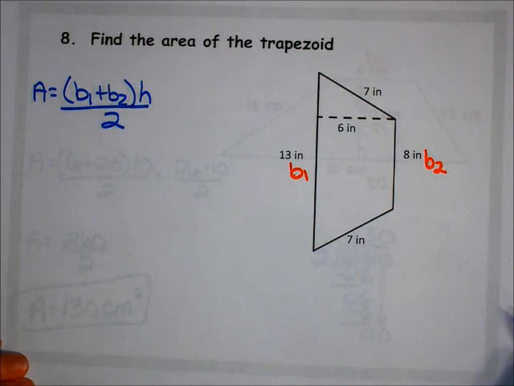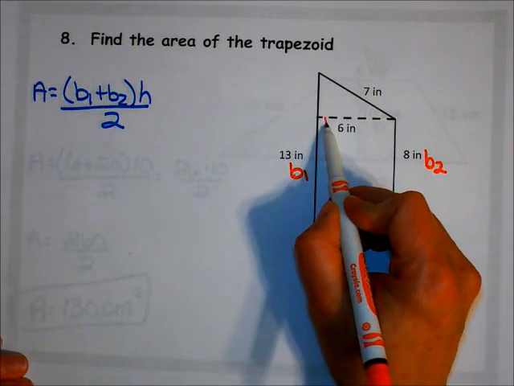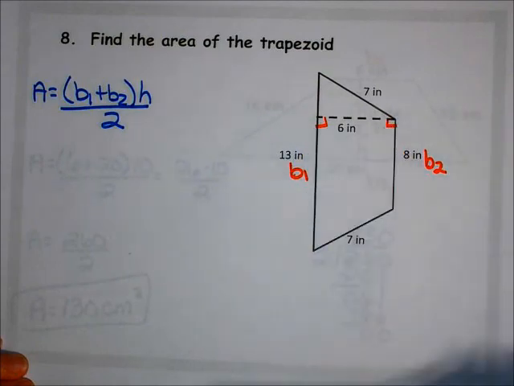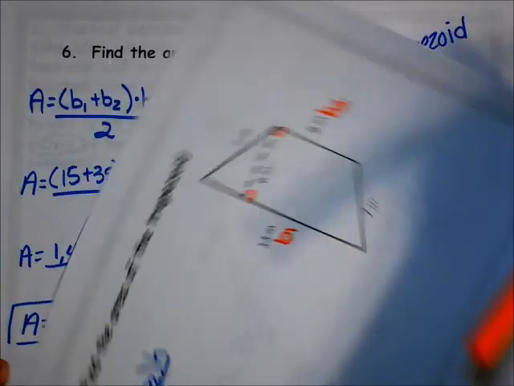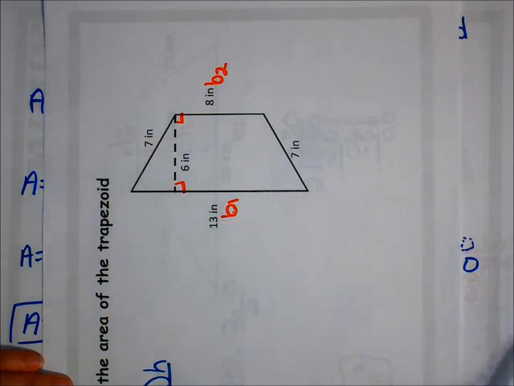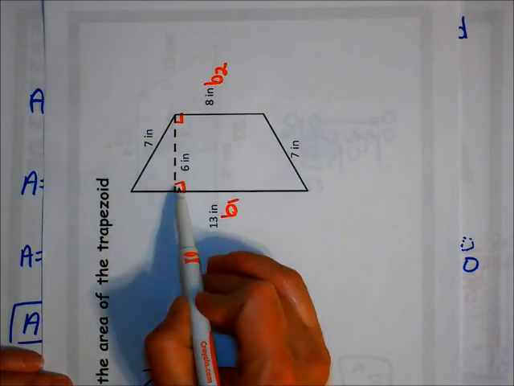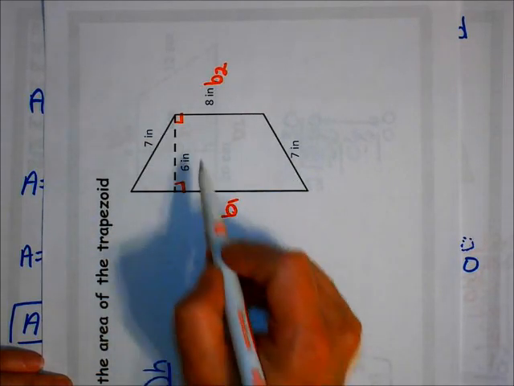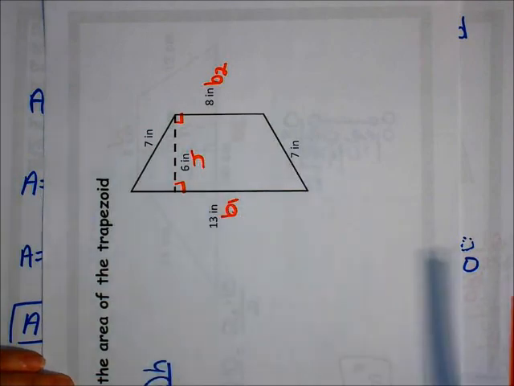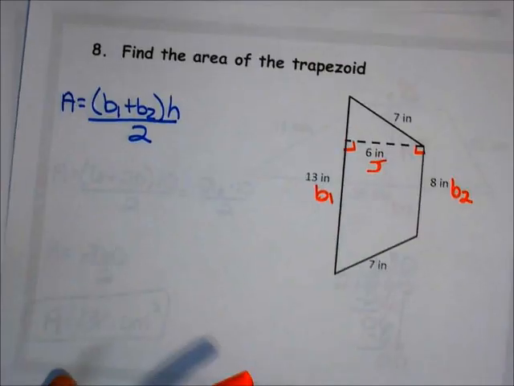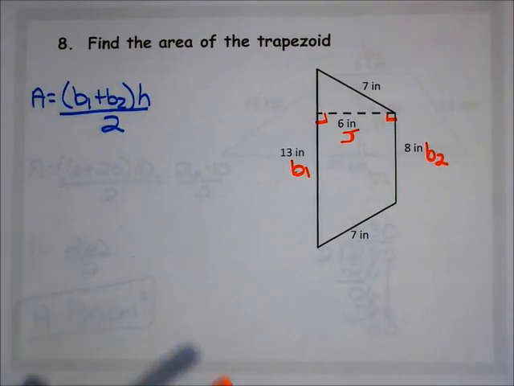And remember, my height has to meet my bases at a right angle. Here's my right angle where it meets the bases. If it helps you, turn your paper to look. Here are the bases, so the height is standing up tall and straight. So the height is 6. I would like for you to hit pause, finish this one on your own. When you're ready to check it, you may hit play again.